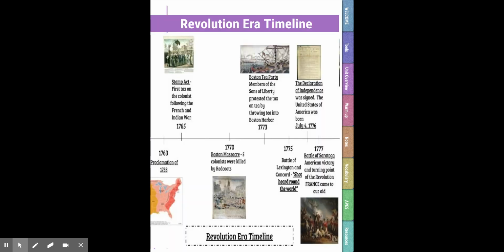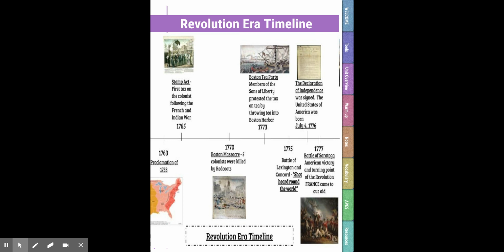So we do have an overview, which is a timeline. We're talking about the Revolutionary Era. This is when the colonists are going to rise up against the tyrant, King George III, and fight for independence. And just like every other war, it does not happen overnight. There are actually different events that lead to the colonists wanting to rebel and fight for independence.